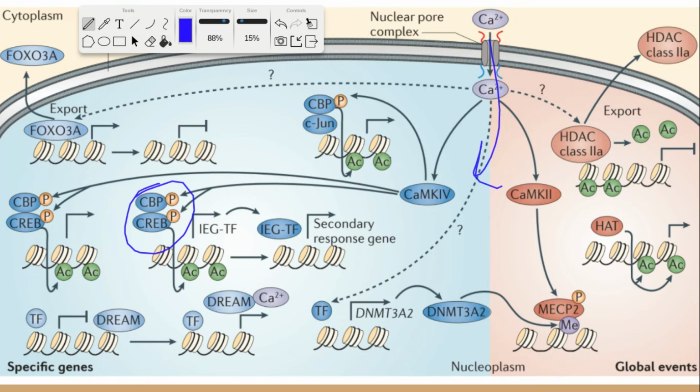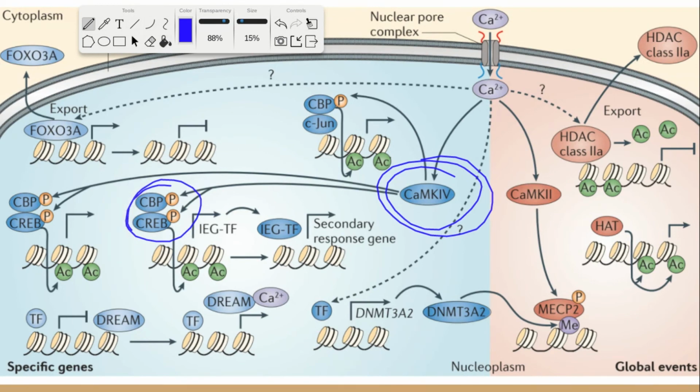And it does this by sensing calcium, although it doesn't do this directly. CREB senses calcium through CAMK4. CAMK4 phosphorylates and activates both CREB and CREB binding protein, CBP. And when CAMK4 phosphorylates these two proteins, it induces gene transcription that is relevant to synaptic plasticity and LTP.